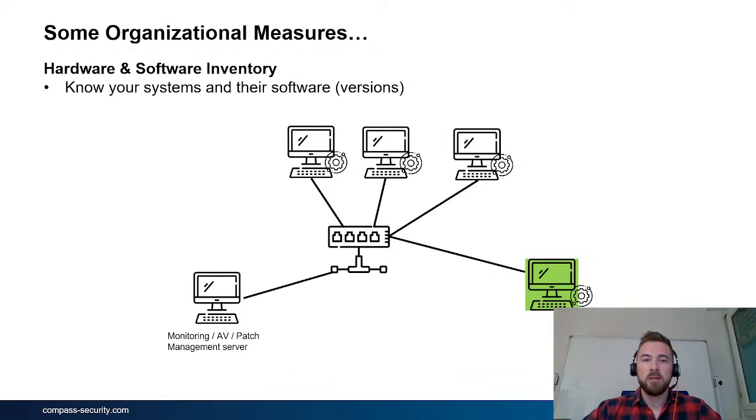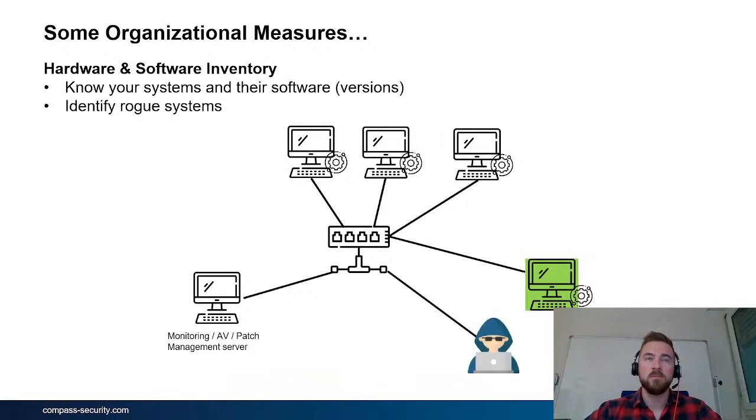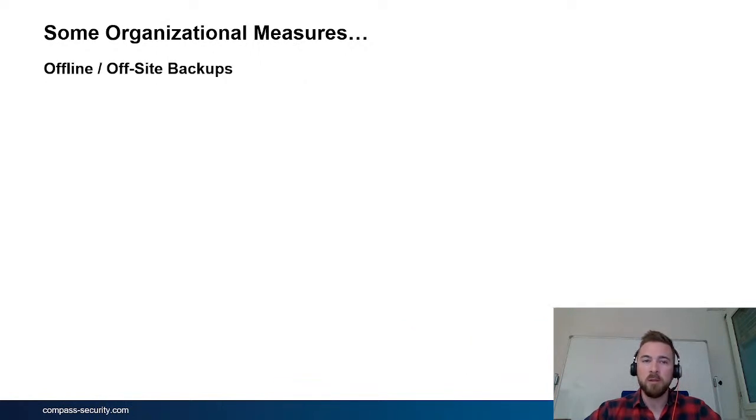The other thing is you should be able to identify rogue systems. For example, if an attacker connects a machine to your network, you want to be able to differentiate between a legit machine and a rogue, attacker machine, and you want to be able to block this connection to the network. Another point is about backups.